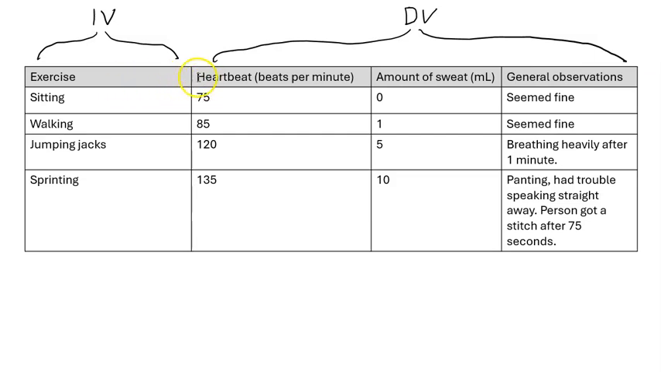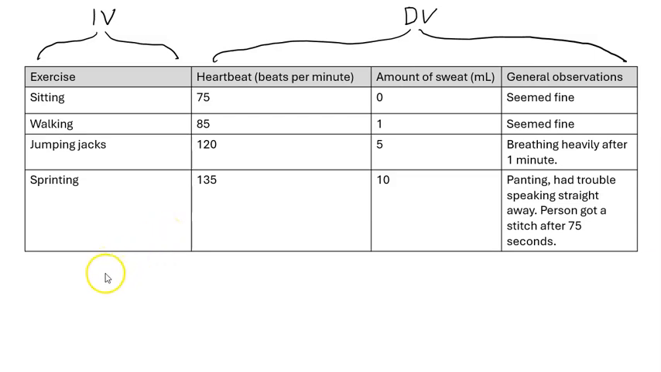Again, I've got my headings, heartbeat, amount of sweat, general observations, and the units are there if required. So milliliters and beats per minute for these two. Don't need it for general observations or exercise. Lines are ruled. These are in order of perhaps difficulty. That's not necessarily required because it's not numbers, so we don't need to do that.